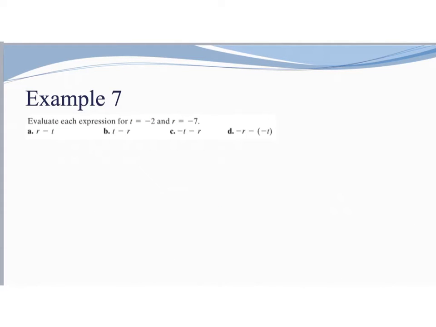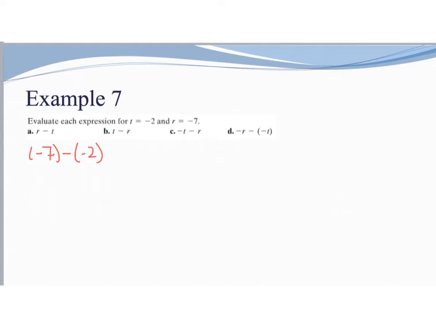Example 7 says to evaluate each expression. Here we are given that t is equal to negative 2 and r is equal to negative 7. Now when you're given negative values to plug in, I like to use parentheses myself. So for part A, we have r, which is negative 7. So I have negative 7, and I'm going to subtract. And then for t, I'm going to plug in a negative 2.